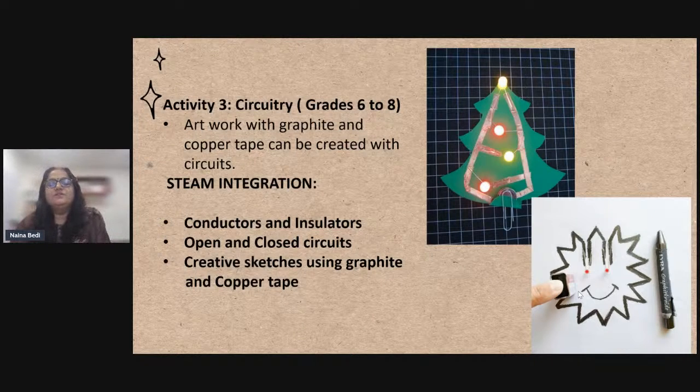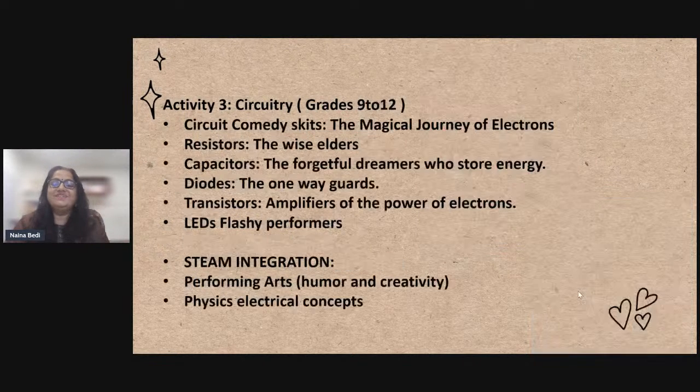What we do here is use copper tapes and graphite pens. Nowadays, we have graphite pens available in the market, which can be used to make a nice artistic sketch. And then you can put the batteries and the LEDs in between, touching the graphite, because graphite is a good conductor. Though it is a non-metal, it's a good conductor. And then you create an artistic picture and tell them that this is the closed circuit. When you remove it, it is the open circuit. Isn't this a beautiful activity to teach art along with science?